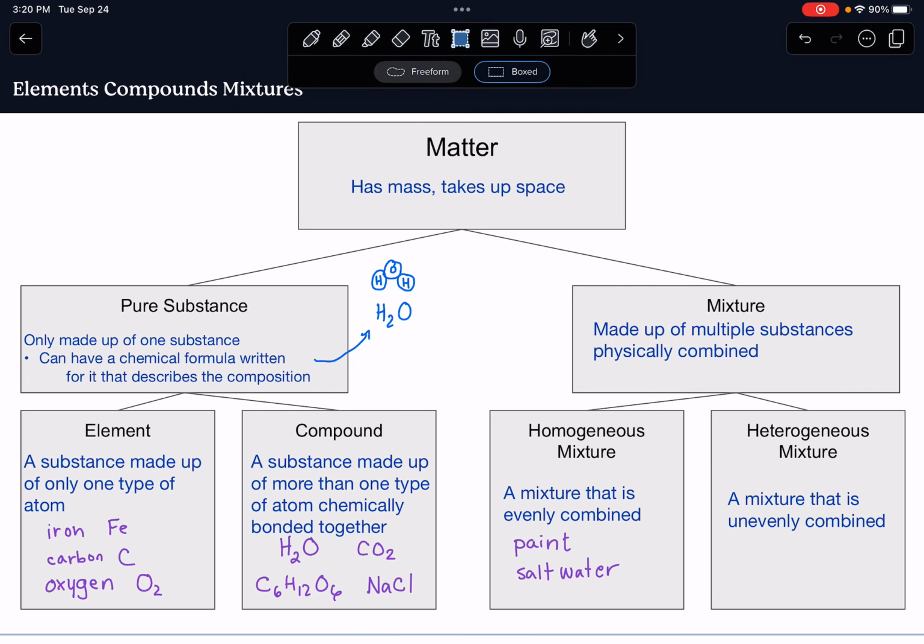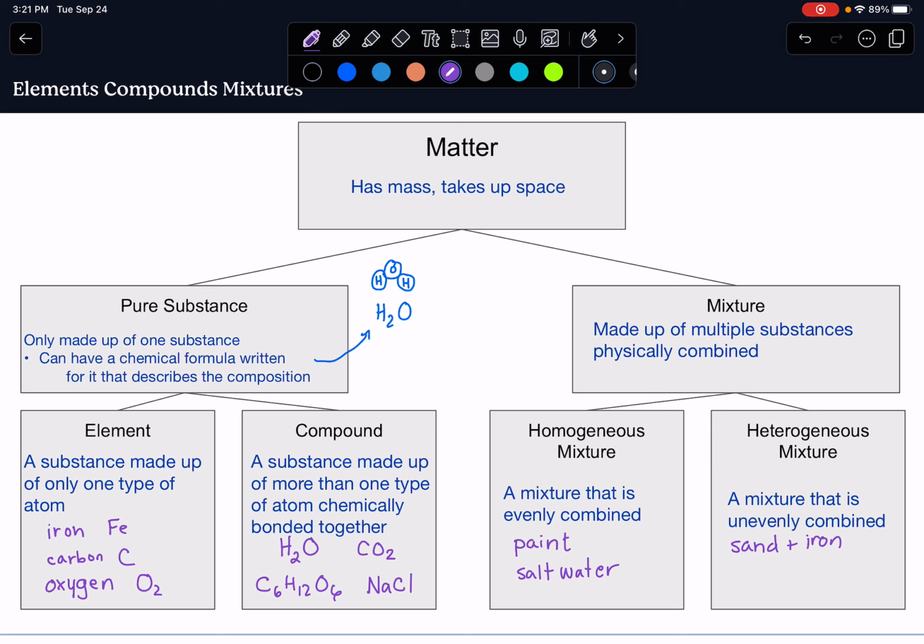A heterogeneous mixture, on the other hand, is a mixture that is unevenly combined. So this would be something that has an uneven consistency. So if I were to mix together like sand and iron, it would not be totally evenly combined. So you can look at the mixture and you can see the different components, and it would be heterogeneous for that reason. Both homogeneous and heterogeneous mixtures can be separated.